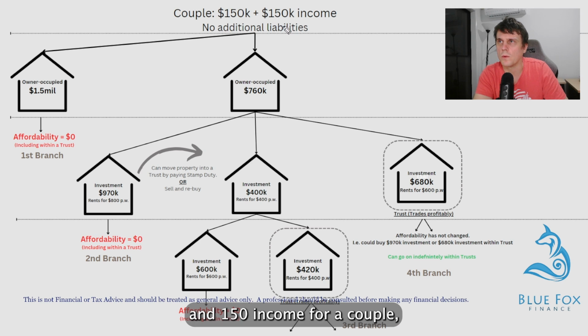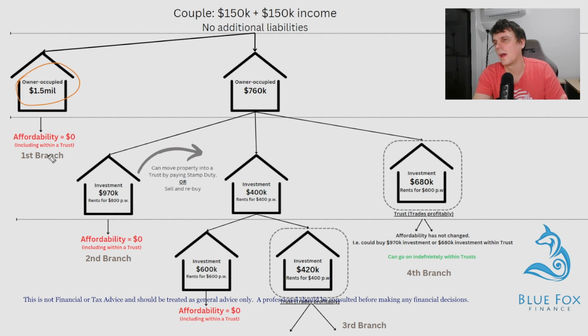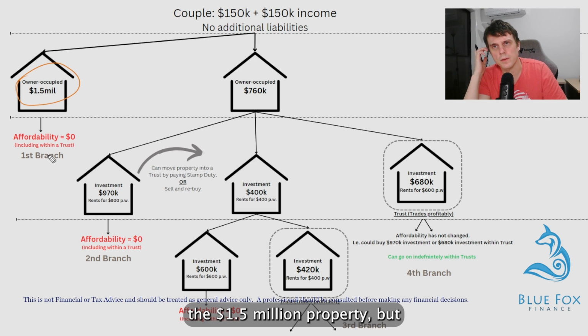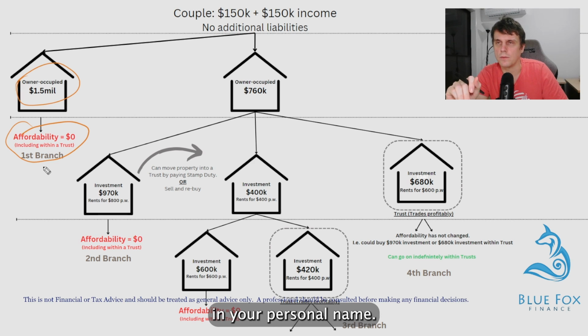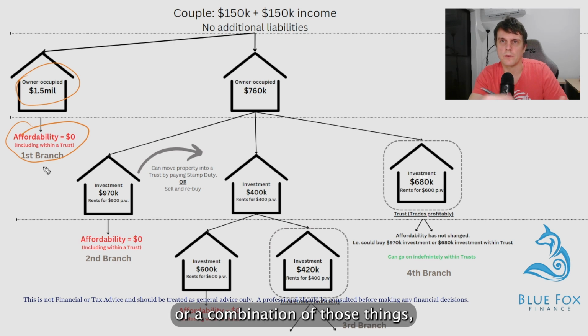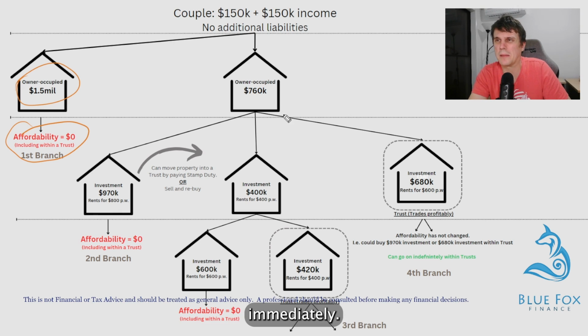So you got 150 and 150 income for a couple, and I ran affordability. You could just go ahead and buy a $1.5 million owner-occupied property. For a lot of people, this is a necessary first step, not necessarily the $1.5 million property, but people who don't have large affordability, they want to buy a property to live in first up, and that's very fair. But then you're stuck with 0 affordability. You can't buy in a trust, and you can't buy in your personal name. This is fine. You got to wait once your income goes up or rates go down, or a combination of those things. Your affordability might be sufficient again, but you can't do anything immediately.